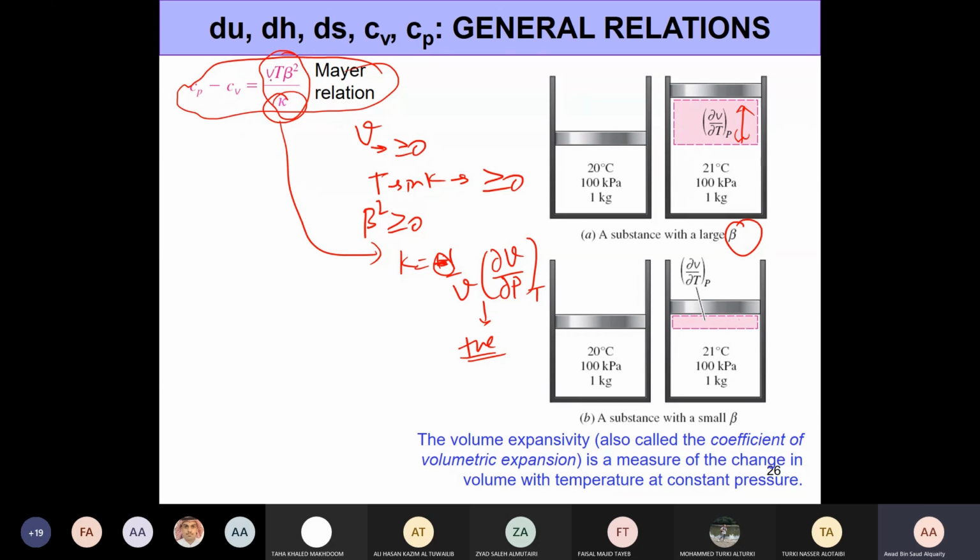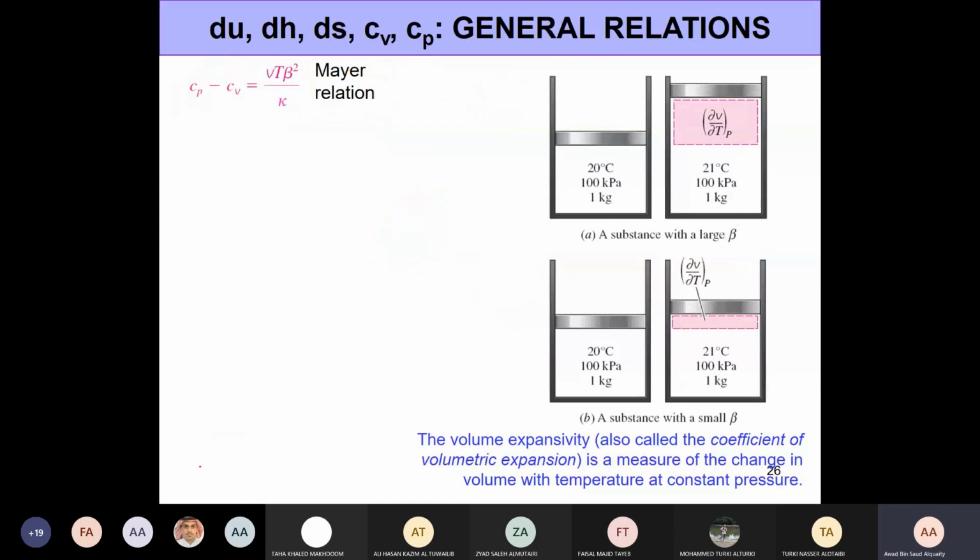So when we look at all the things on the right, what we realize is that the term on the right, the product of specific volume, temperature, beta squared by kappa, is always going to be greater than or equal to zero. It's never going to be negative.